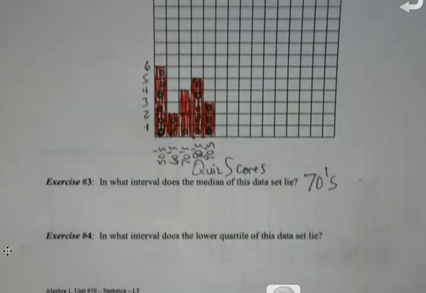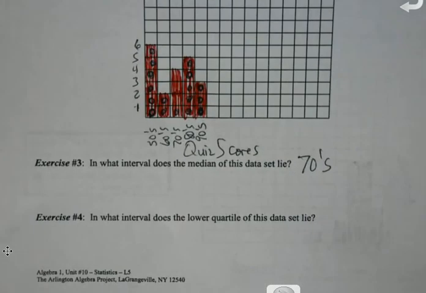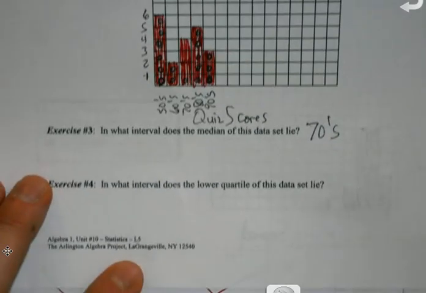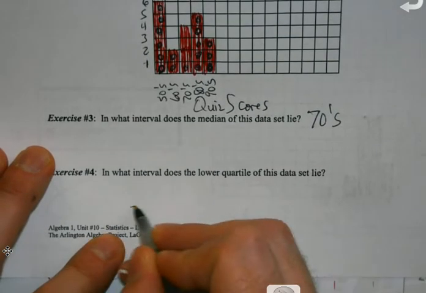But what we get to finish here is a small tidbit, a peek into tomorrow. Like, in what interval does the lower quartile lie? Like, what? Lower quartile? What are you talking about? So, all right, let me give you a quick intro to how this is going to work.